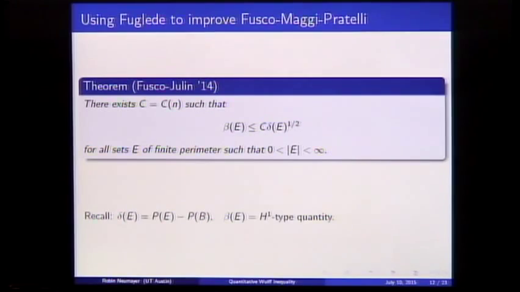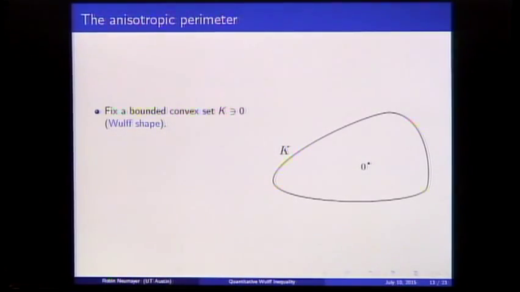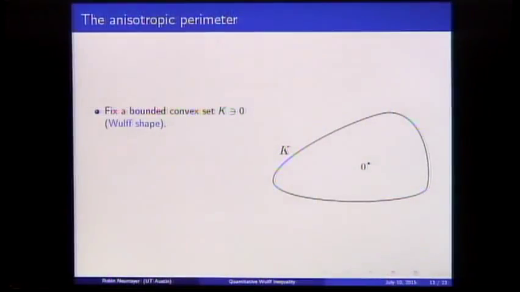Okay, so now I want to shift gears a little bit and introduce the anisotropic perimeter. So the main idea is the following. For the standard perimeter, in some sense, the ball is our reference set. And now we're going to fix another bounded convex set and replace the ball and use this set as our reference set. So let's take this set, we'll call it the Wulff shape.